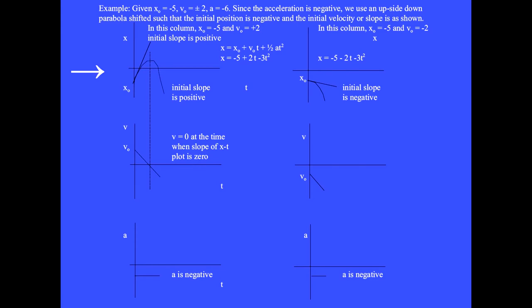In this plot, the initial velocity is plus 2 meters per second. This means that at t equals 0, the slope of the x versus t graph has a positive slope, while in the graph on the right, the initial velocity is minus 2 meters per second, and this means that the initial slope at t equals 0 is negative. The equation for the motion is minus 5 minus 2t minus 3t squared.